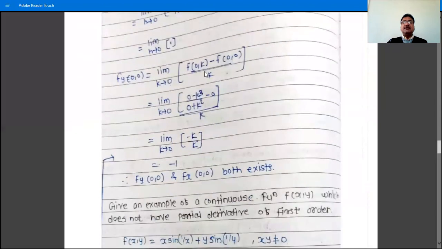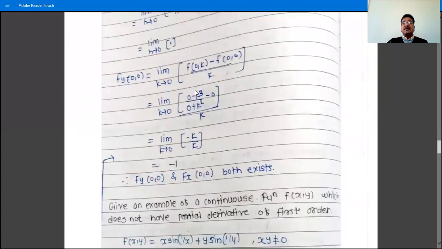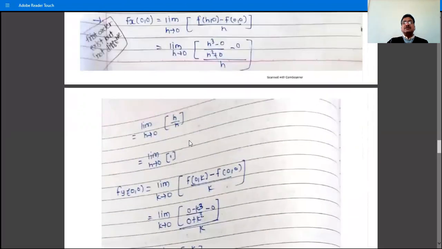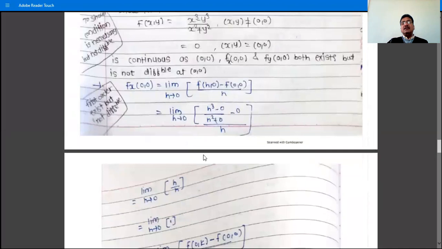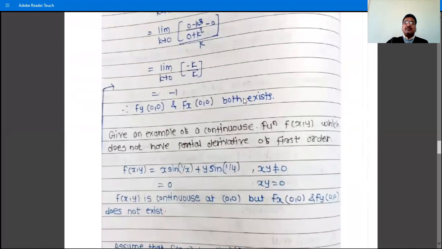Then fy(0,0) is the limit as k tends to 0 of f(0,k) minus f(0,0) divided by k. And f(0,k) is what? By using this definition, 0 cube minus k cube divided by 0 square plus k square, that is minus k. And f(0,0) is 0. So minus k by k is minus 1, and the limit of minus 1 is itself minus 1. And therefore fx(0,0) and fy(0,0) both exist.